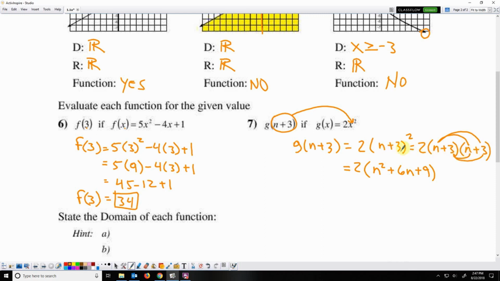So we'll expand and distribute. Sometimes when you try to take a shortcut, you miss that middle term. So if you're good at that shortcut, do it. If not, expand it and distribute. So then we're going to distribute that 2. 2n squared plus 12n plus 18.